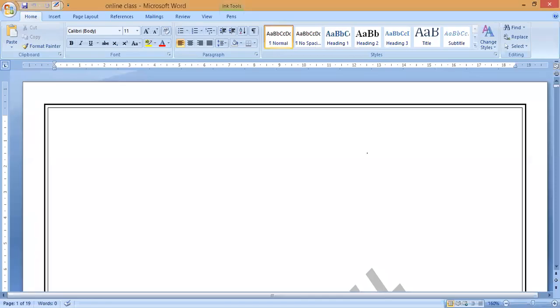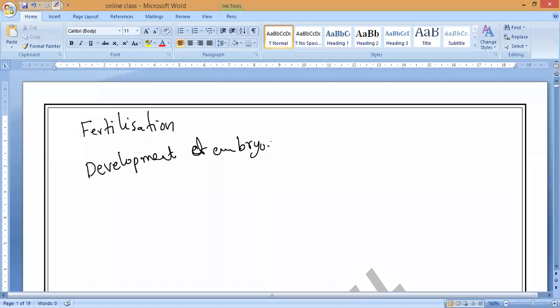So now, in the last class we discussed what the female reproductive system is, and after that we discussed what fertilization is, and later the next concept is development of the embryo. Till there you have studied. Is it yes, guys? Please respond. So, development of the embryo. As we know, once fertilization takes place.